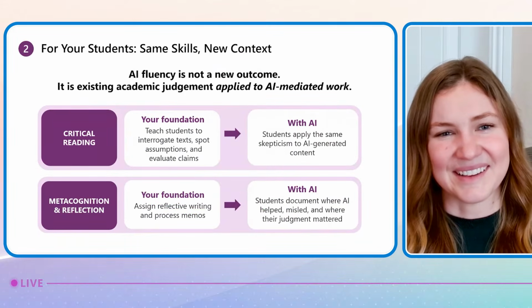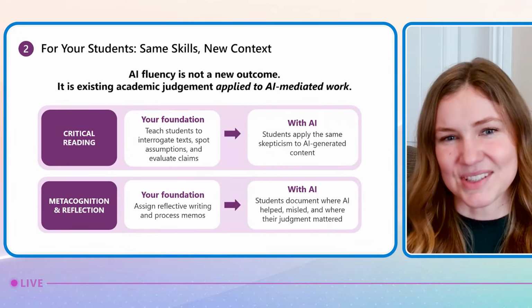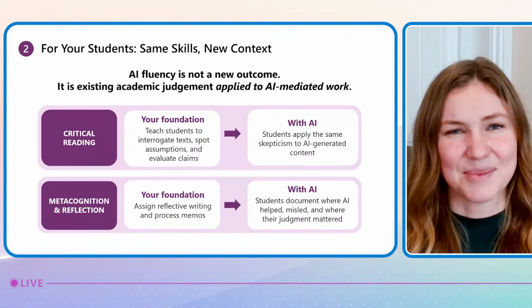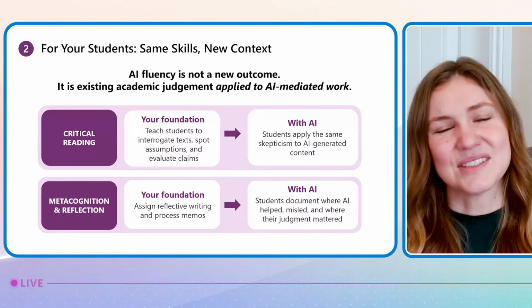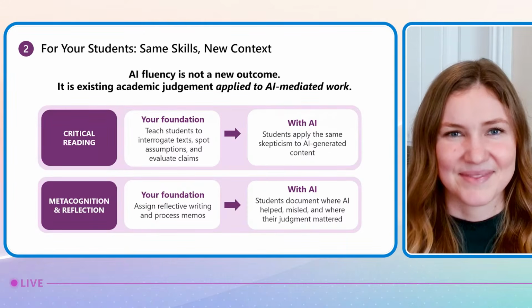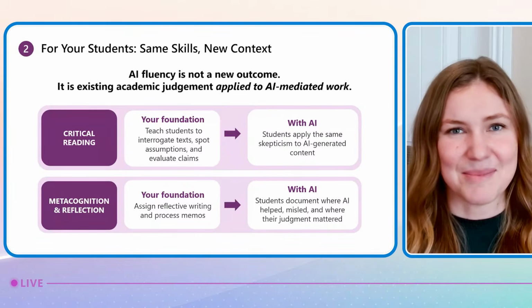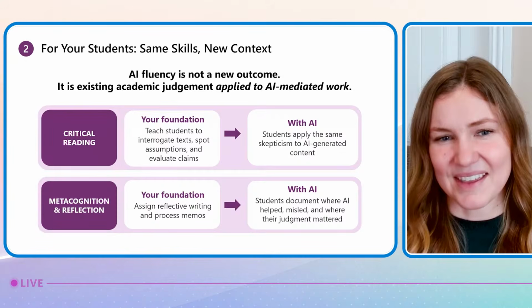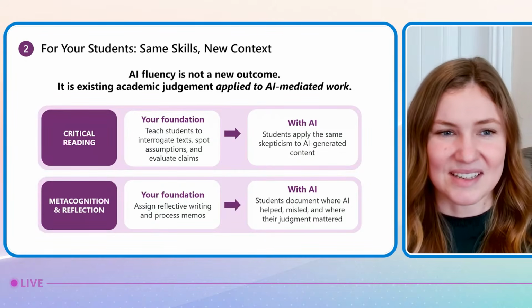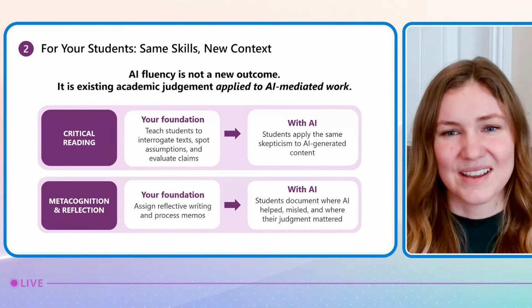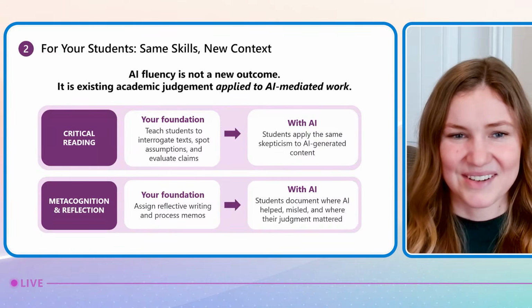Things like critical reading, helping students question sources, evaluate claims, and spot assumptions. But the difference is, now students can apply that same thinking to AI-generated content. The same is true for reflection and metacognition. You may already ask students to explain their thinking or document their process. Now that can include where AI helped, where it fell short, and where their own judgment mattered.